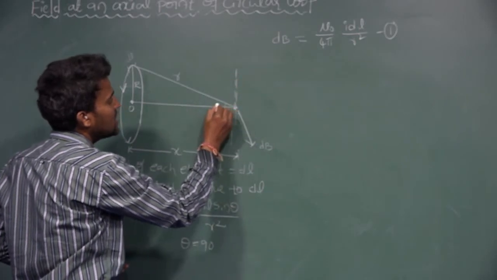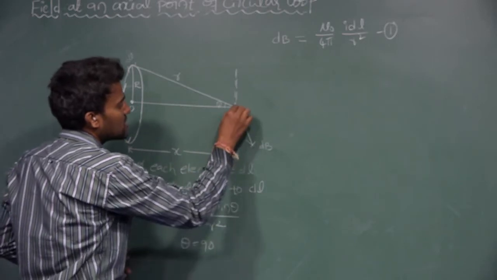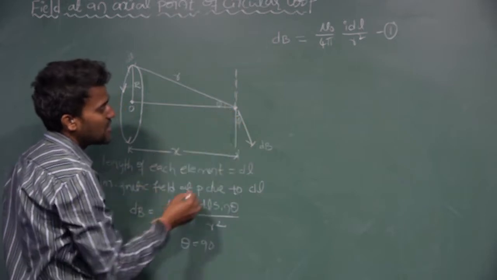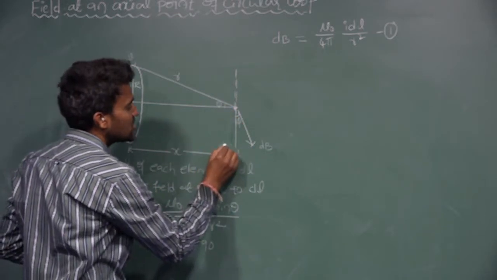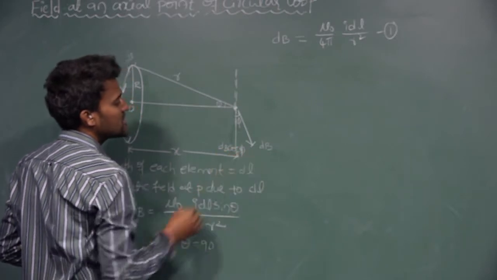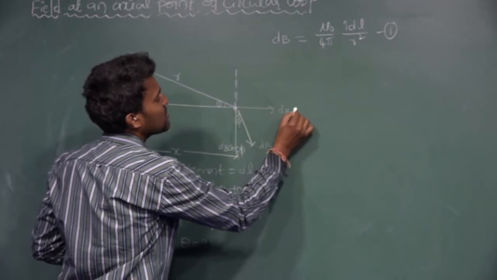This angle is phi. This angle also, these two angles are the same. At that moment, dB can be resolved into two components. One is the horizontal component, dB cos phi. The vertical component is dB sin phi.